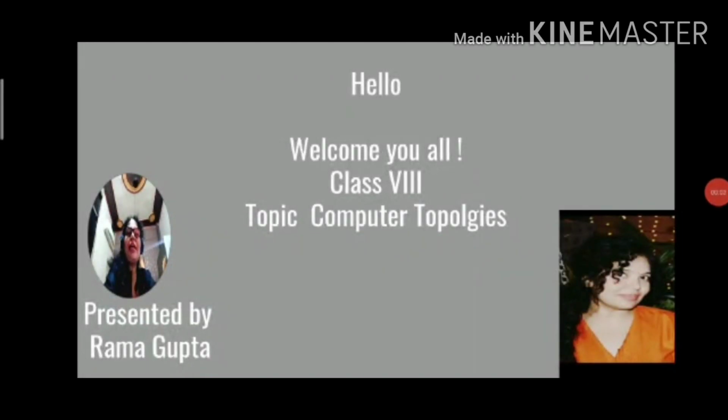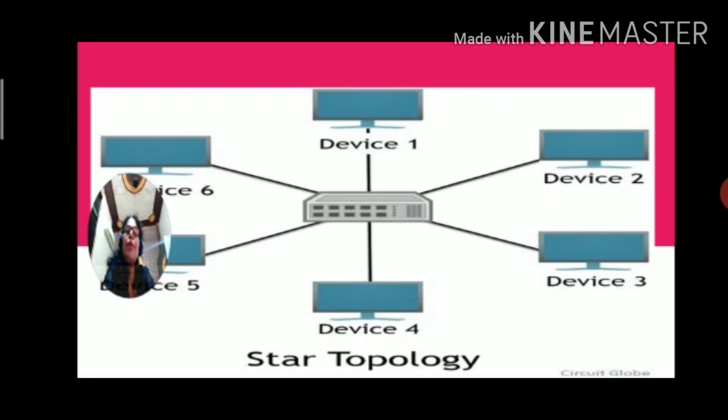In the previous class, we studied about bus topology, ring topology, their advantages and disadvantages. In this session, we will study about star topology. As you are seeing on the screen, it is in the shape of a star. In the center, a hub is there and all the devices, device 1, 2, 3, 4, 5, 6. Six devices are attached to the central hub.